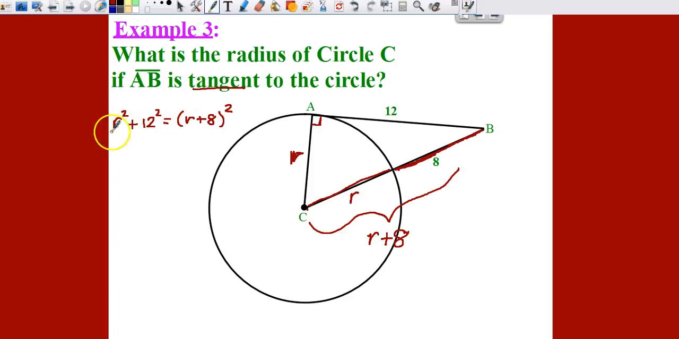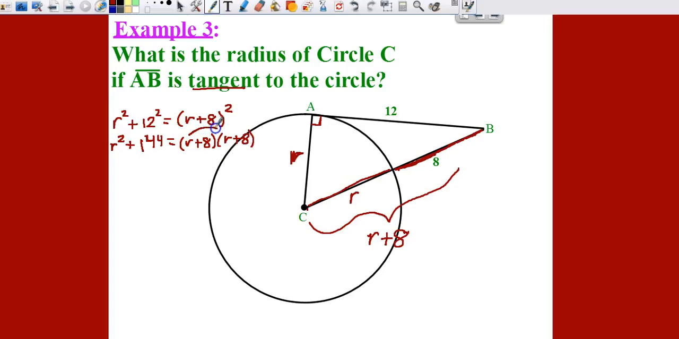But what we have to do is square this binomial out. And so what I'm going to do is write r squared. 12 squared is 100... yes, r squared plus 144. When we square a binomial, you can think about writing it twice if it helps: r plus 8 times r plus 8.